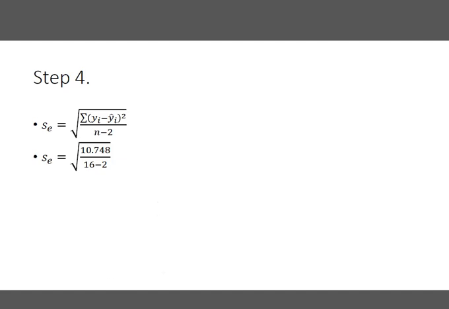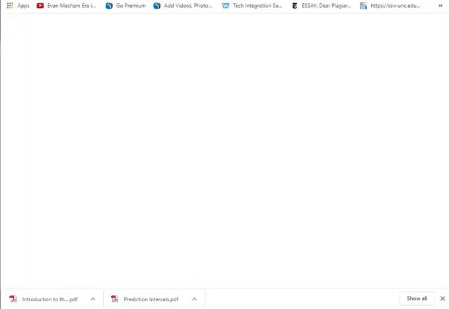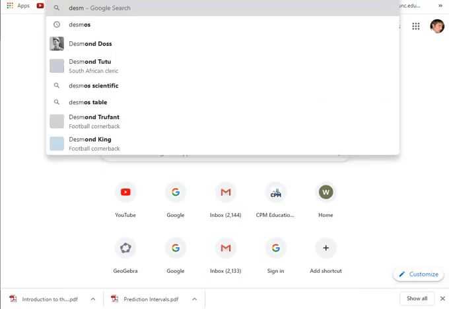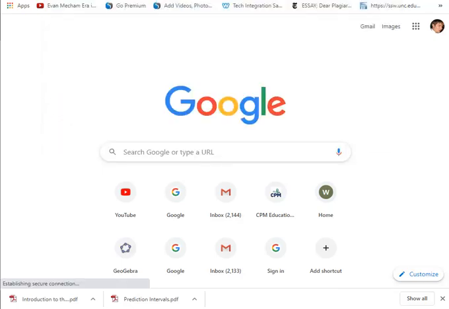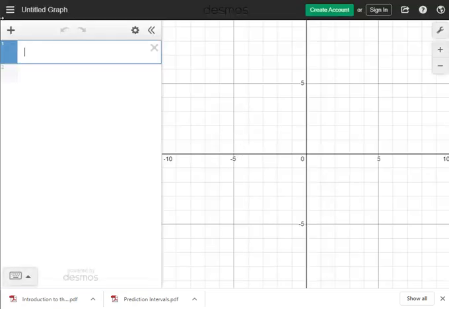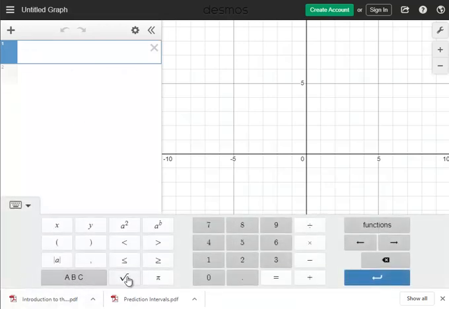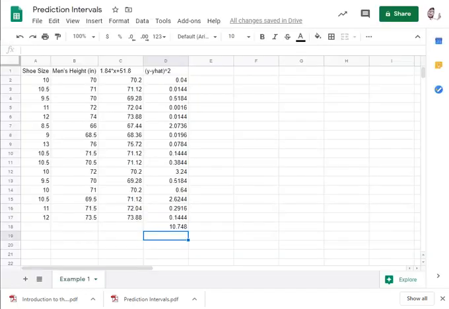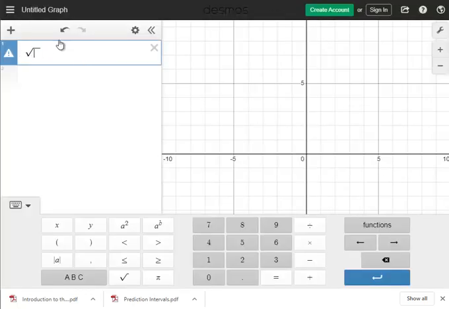I was telling you a little bit about graphing calculators, and some of you guys might have forgotten about Desmos. Desmos is great for graphing, but it's super duper awesome for calculators. Let me explain why. Number one, if you plug anything into this, it'll automatically calculate it for you. So for instance, if I did the square root of, what are we doing? 10.748, right? So if I did 10.748, you'll see automatically it's doing the calculation for me.